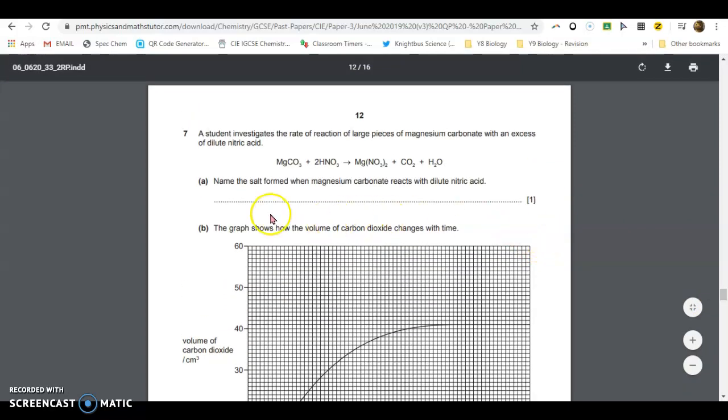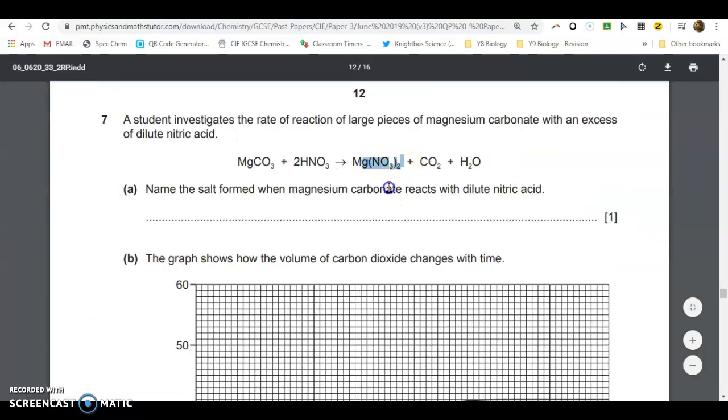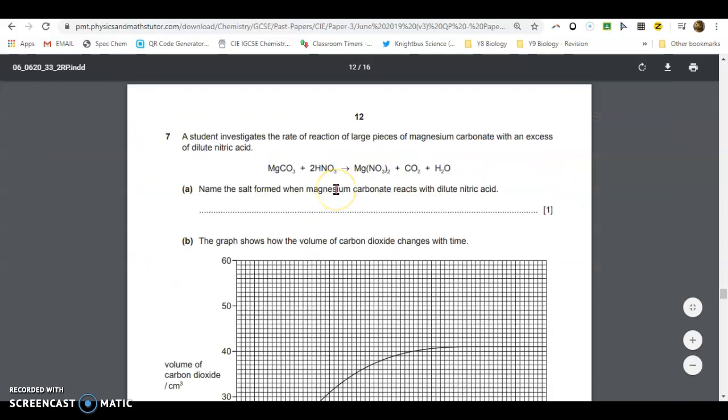This question actually started with magnesium carbonate and nitric acid reacting to form magnesium nitrate. Notice that you got some really good use of the suffixes there in this question. So you've also got carbon dioxide and water. So this is a typical metal carbonate plus acid reaction. It will form a nitrate salt because you're using nitric acid, and you've got carbon dioxide that comes off as well. So this question started off with an investigation.